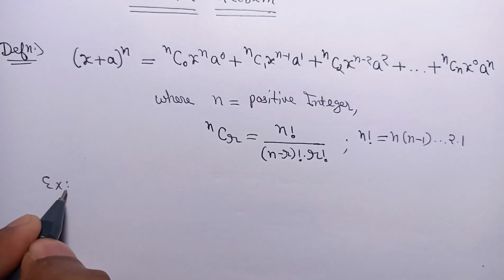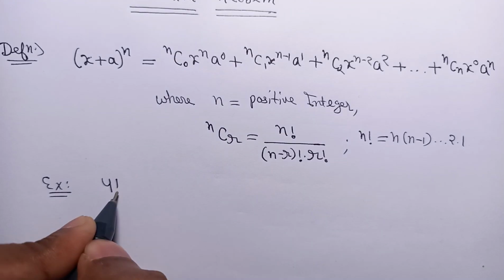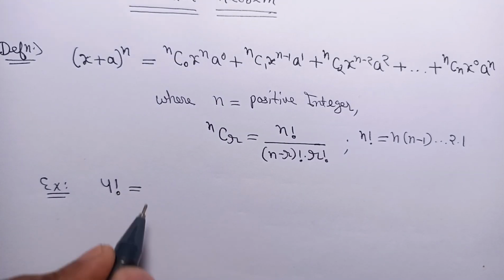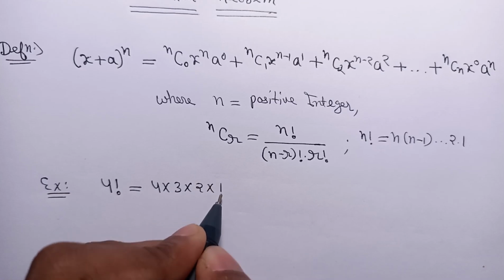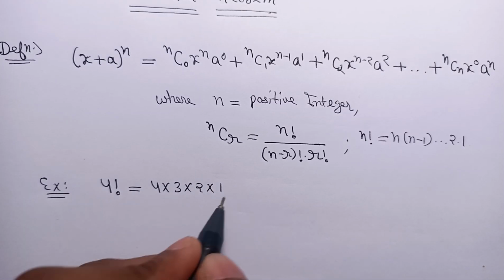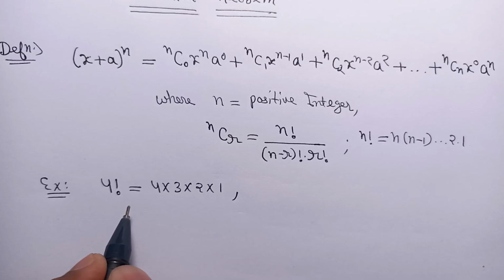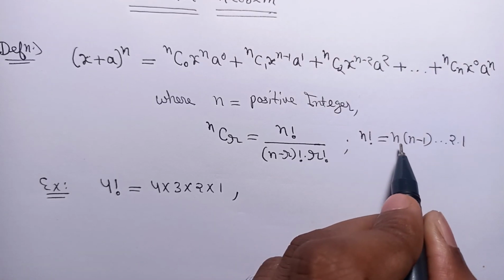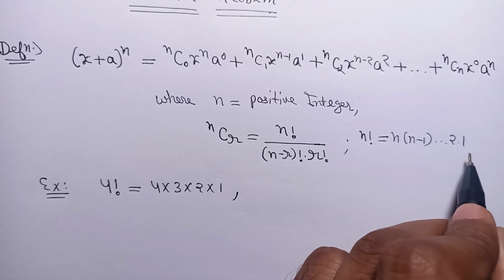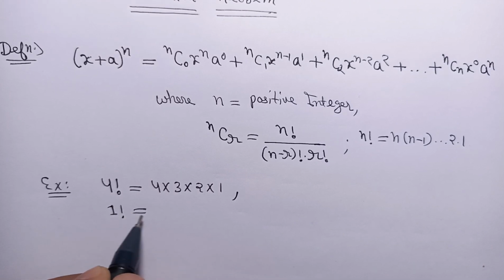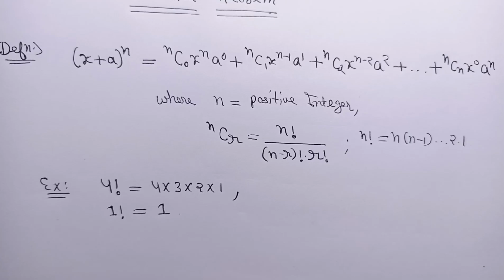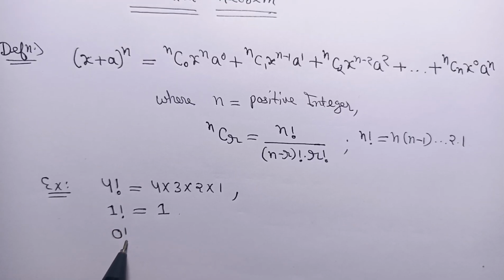Example: suppose you have 4 factorial. How to write 4 factorial? You can write 4 into 3 into 2 into 1. This is the factorial way. You can write any number like n as n into (n minus 1) up to 1. If I ask what is 1 factorial, obviously 1 factorial will be 1. And similarly 0 factorial, you might think it should be 0, but 0 factorial is normally defined as 1.